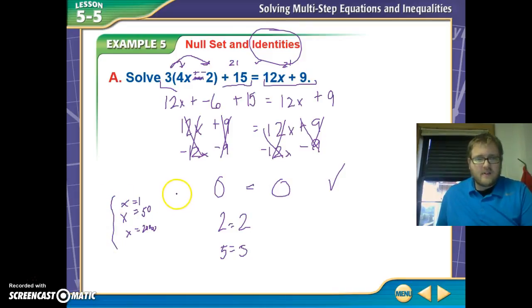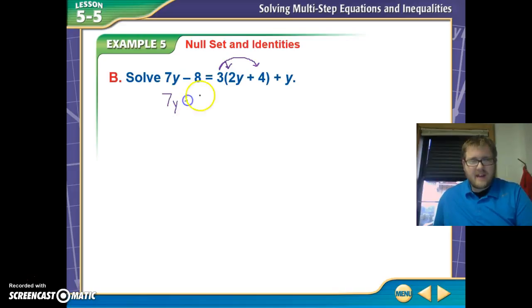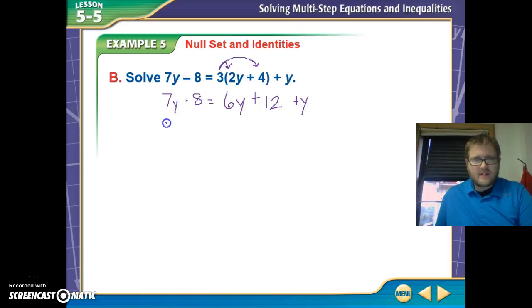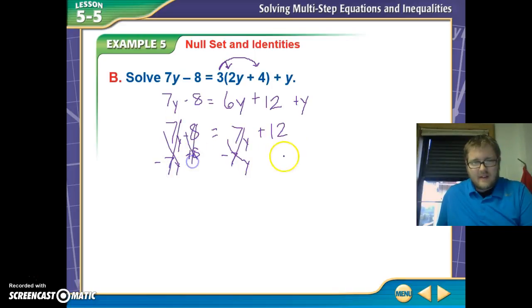So here we have another example. Let's use the distributive property to distribute that 3 right off the bat. So we have 7y minus 8 equals 3 times 2y, which is 6y, plus 3 times 4, which is 12, and then plus y. So we get 7y minus 8 equals 6y plus y, which would make 7y, plus 12. A little different from last time. Let's subtract the 7y from both sides. Add 8 to both sides. We get 0 equals 20. That is not true. 0 does not equal 20.